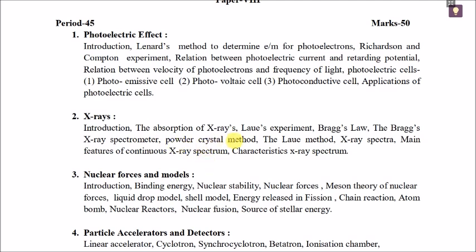The next one, the powder crystal method, then Louis method. These are the two methods to study X-ray diffraction, means the diffraction of X-rays by different materials can be studied by using these two methods. Then we will discuss X-ray spectra, the main features of the continuous X-ray spectrum and the characteristic X-ray spectrum. Overall, in this chapter we are going to discuss how X-rays are produced, what the applications of X-rays are, and what the X-ray spectrum is. So this will be discussed in this chapter.